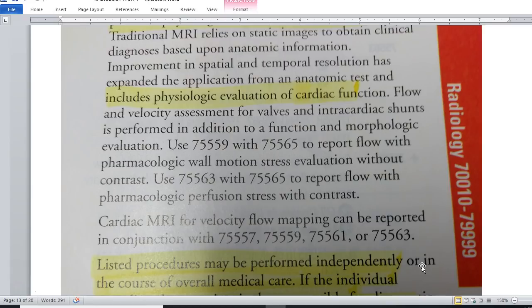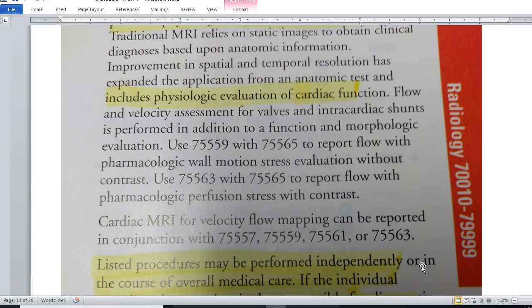Use 75559 with 75565 to report flow with pharmacologic wall motion stress evaluation without contrast, and use 75563 with 75565 to report flow with pharmacologic perfusion stress with contrast. So these can be done with stress.